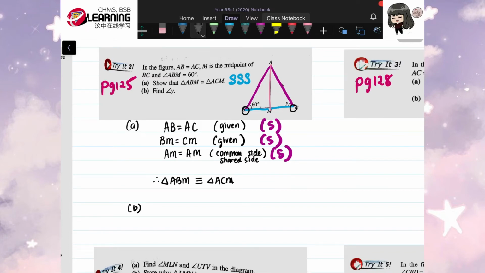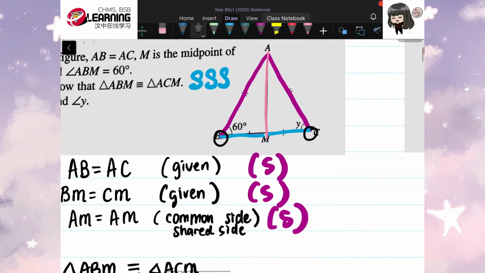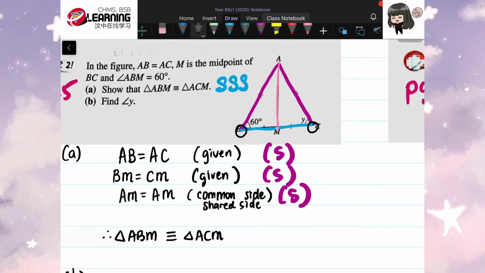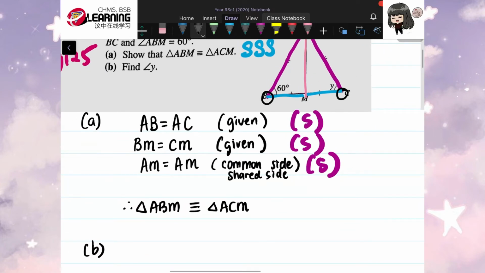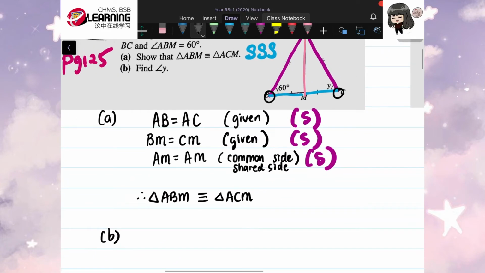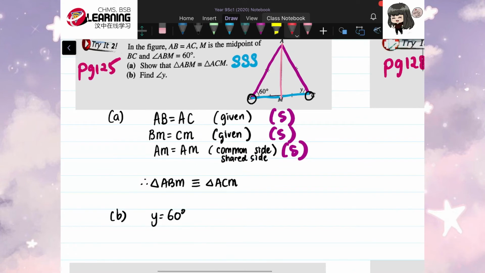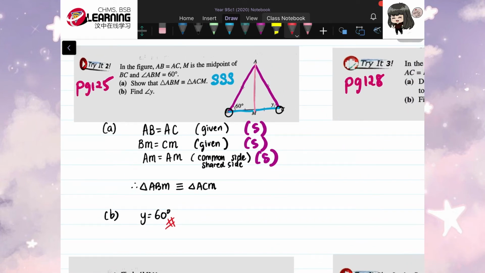Okay, so part B, find Y. Now you can assume that Y is equal to 60 because we have both congruent triangles. You already proved that both triangles are congruent, so the angles must be the same. So your Y is equal to 60 degrees. Okay, that is for try it 2.